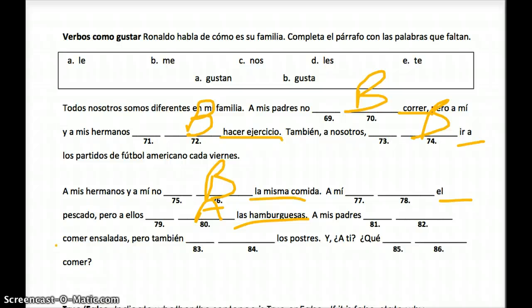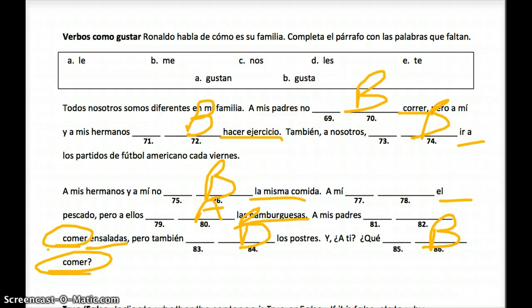The next one, comer ensaladas. They don't like salads, they like to eat salads. And this is an infinitive. Stay focused. So it'd be gusta again. Last one, again, infinitive, so it'd be gusta. Okay, so that's how you fill that out.